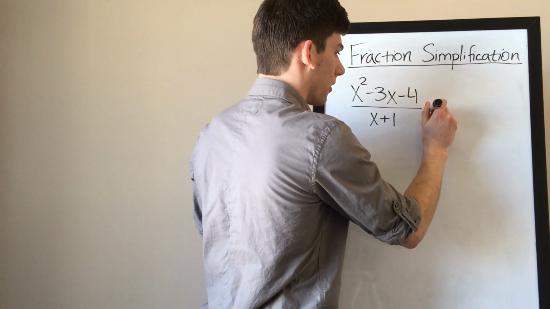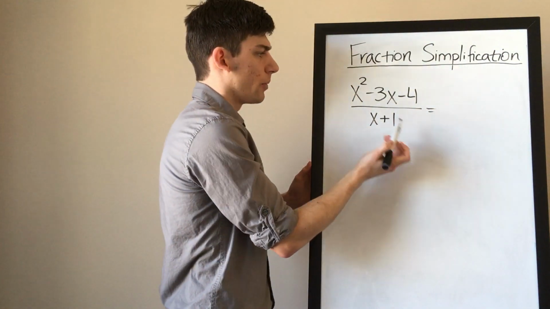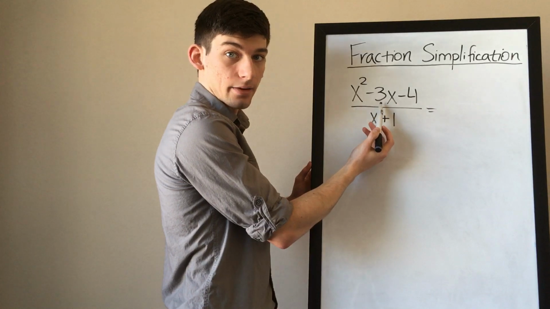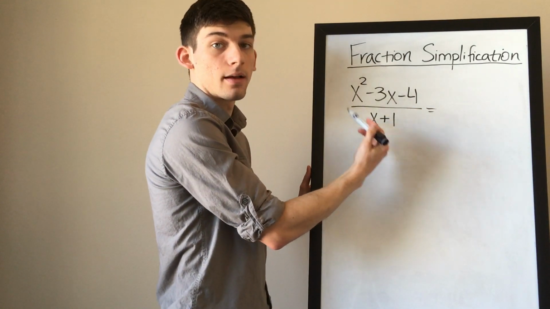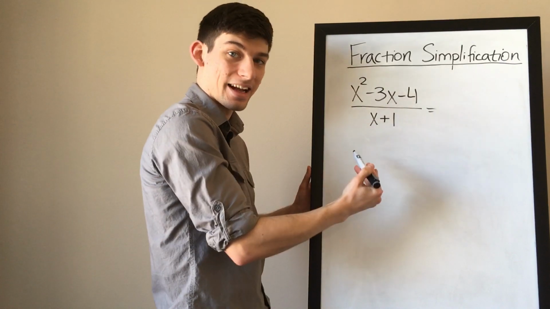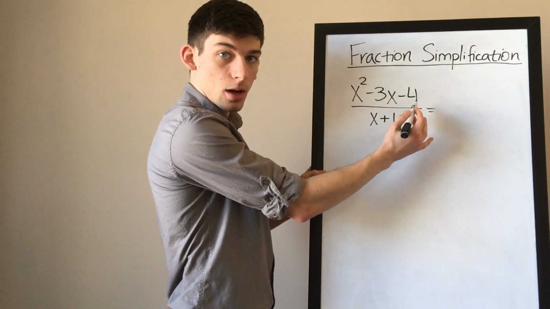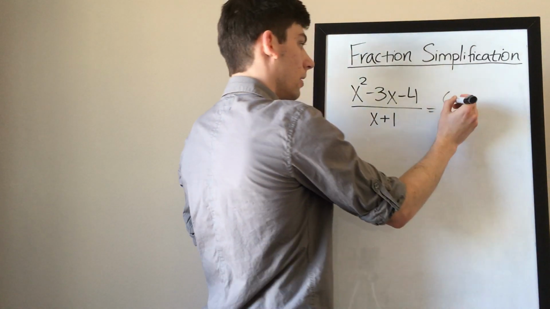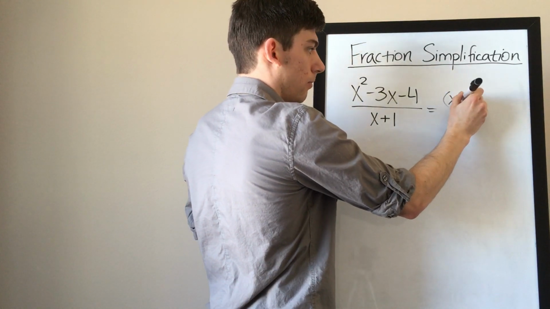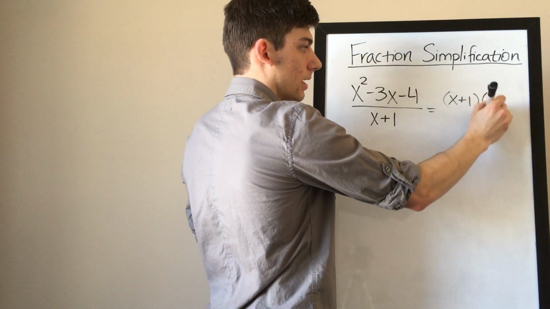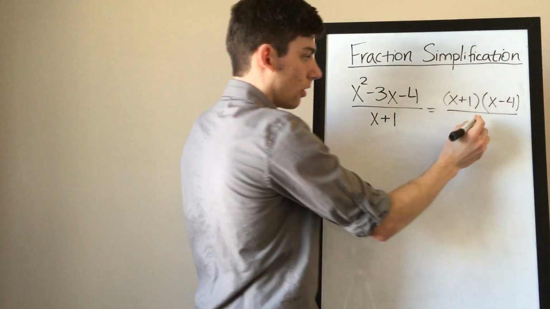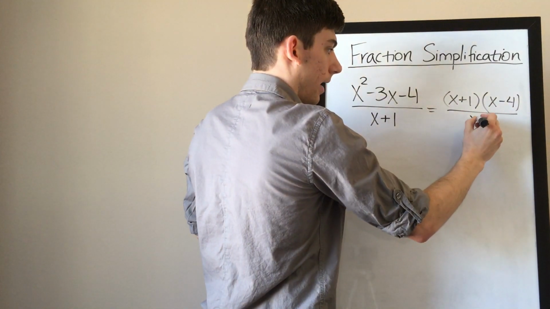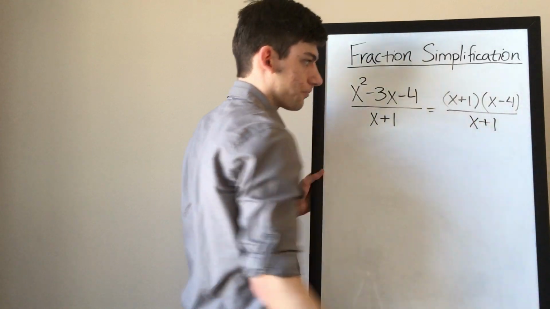So how can we factor the top? We need to find two numbers that add to -3 and multiply to get -4. That's going to be +1 and -4. So that means that this top part factors into x plus 1 times x minus 4, still all over x plus 1.